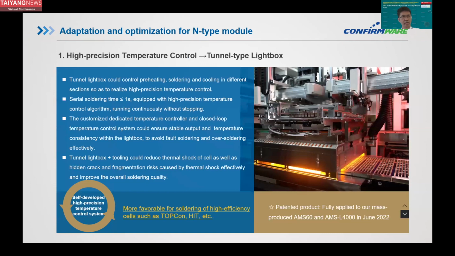In order to solder N-type cells, we developed a special high precision temperature control system called a tunnel type light box. Actually, it is especially for heterojunction cells. As you know, heterojunction cells are very difficult to solder. So we found a way to solve this problem. We make a very big light box and divide it into 3 parts. So we can control the 3 parts, and the temperature curve can meet the demand of heterojunction cells. The other thing is our light is always on. That means it can heat the cells without any stops, and the temperature will remain very stable. Actually, this system is patented already.